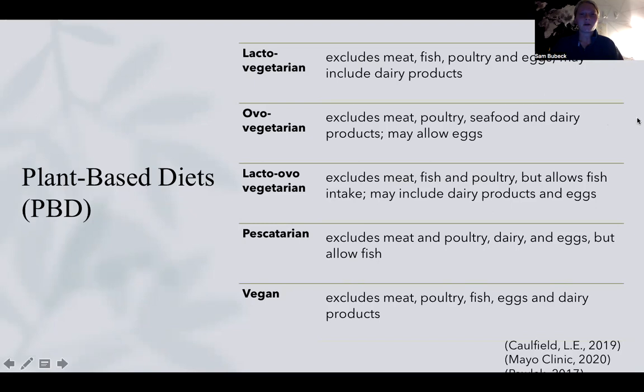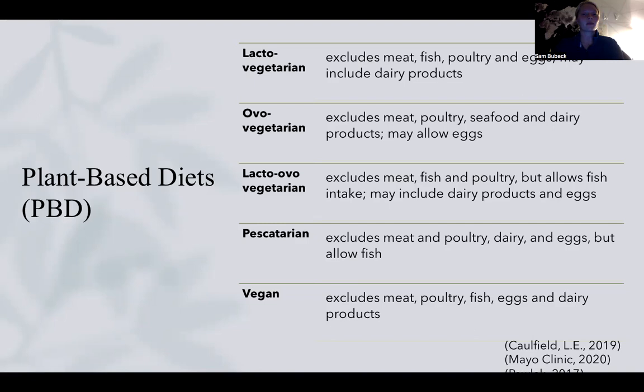You might be asking yourself, so how do we define plant based diets? It can be quite loosely defined if not researched correctly. So, I will cover the vegetarian diets that have recently been coined plant based. The first I would like to discuss is the lacto vegetarian diet. This excludes meat, fish, poultry, and eggs, but may include dairy products.